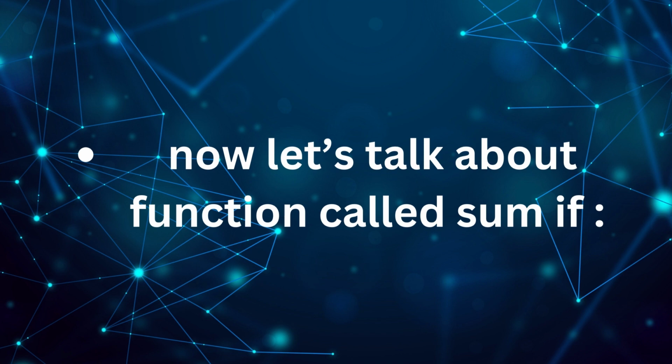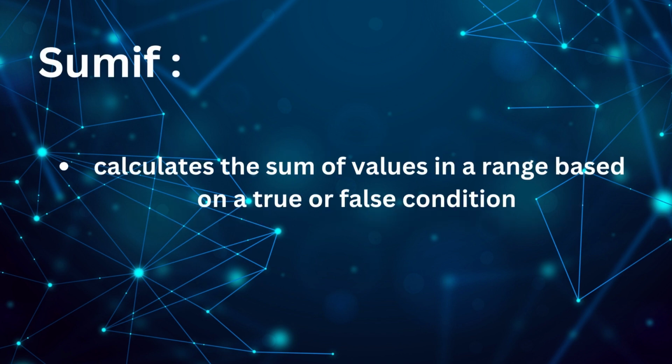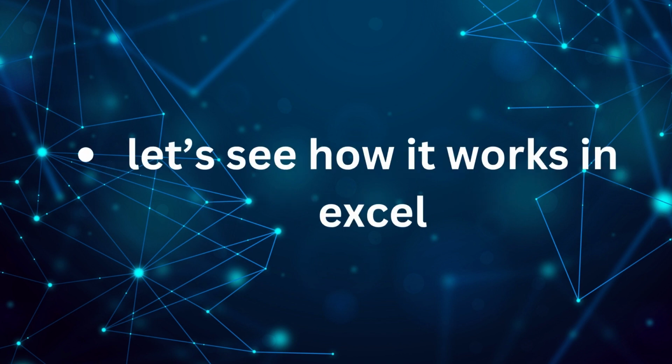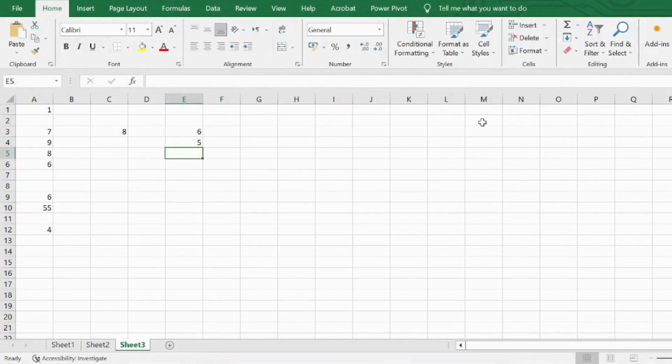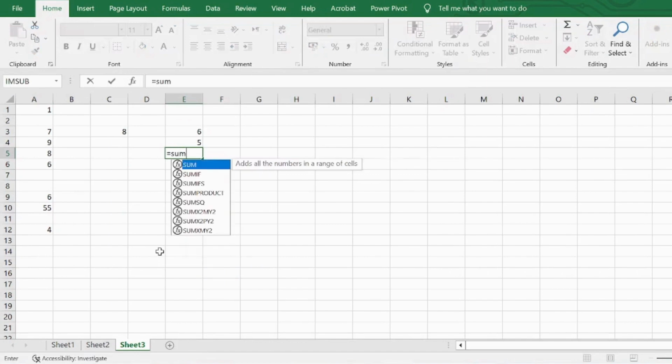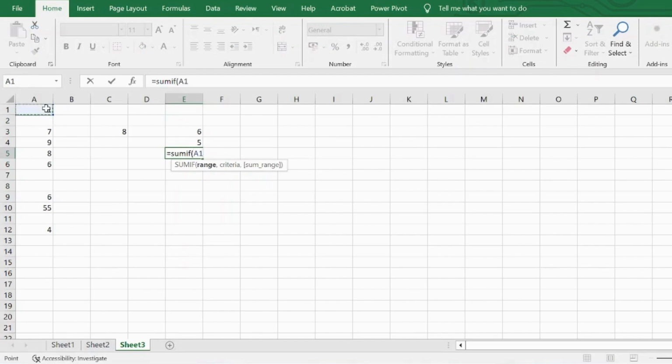Now let's talk about a function called SUMIF. It calculates the sum of values in a range based on a true or false condition. Let's see now how it works in Excel. Let's sum all the values that are greater than 4. So equals SUMIF, open parenthesis. Then specify the range. The criteria greater than 4. And also don't forget the double quotes.